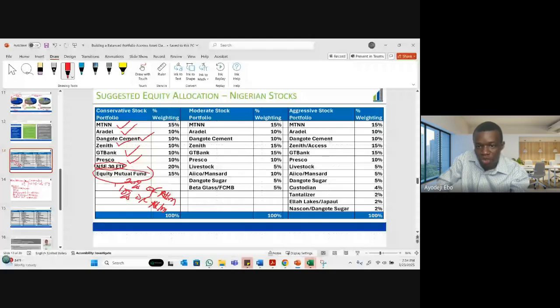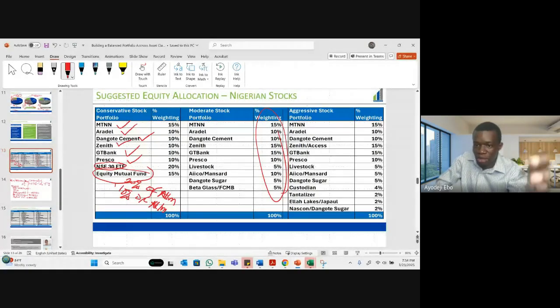MTN, from next year, I know that they may start paying dividend again. Aradel have been consistent with dividend. So these are stocks that you want to look at. For those that are moderate, it means that you will have some stocks that may be moderately volatile. And that's why I've also done this, that you look at what you are investing in.